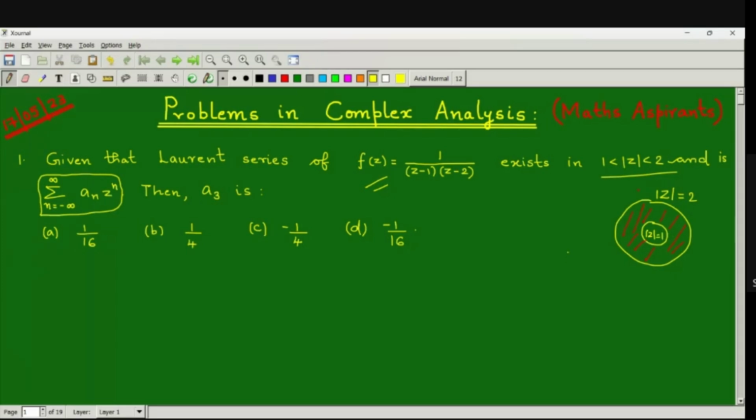So what is the question? You are given a Laurent series expansion. You need to find what is a3. A3 means the coefficient of z cube. I'm sure that you can all find the answer. Please try it once, then I will do it. It should be found within 5 or 6 seconds. Once you finish, please let me know.